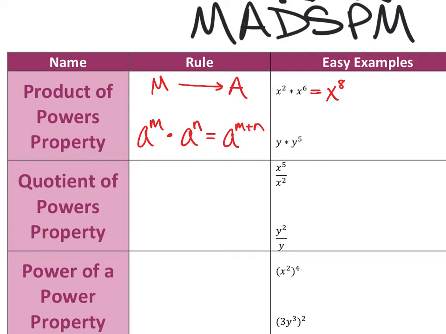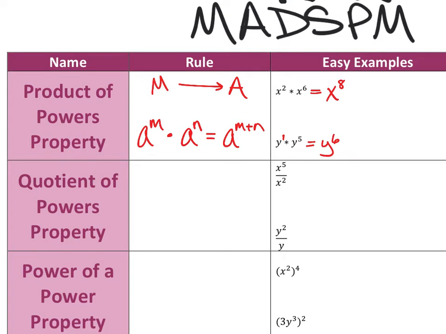For the second easy example, we've got an invisible exponent of 1 chilling right there, which means when I multiply these matching bases together, I'm going to do 1 plus 5 to get y to the sixth power. That's the product of powers property. Multiply, add.